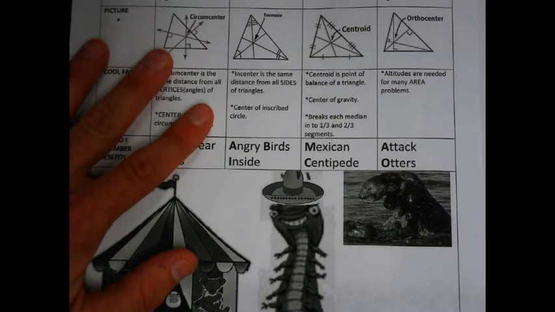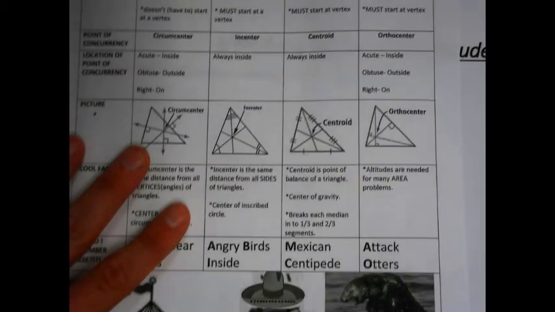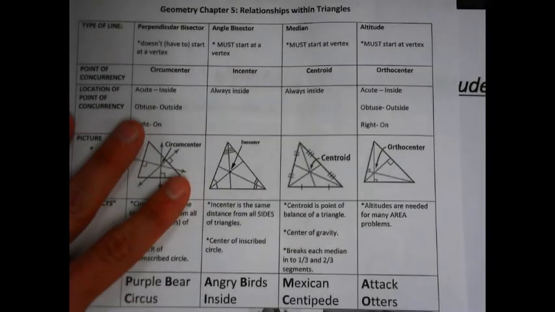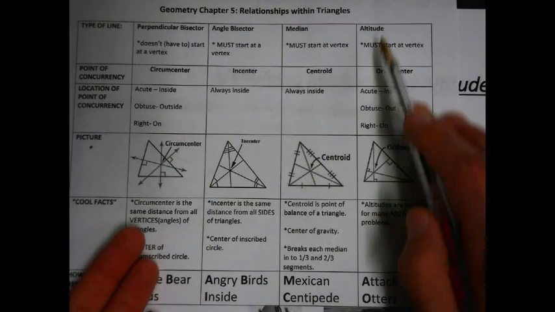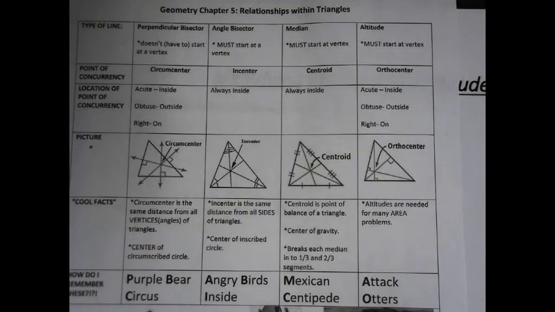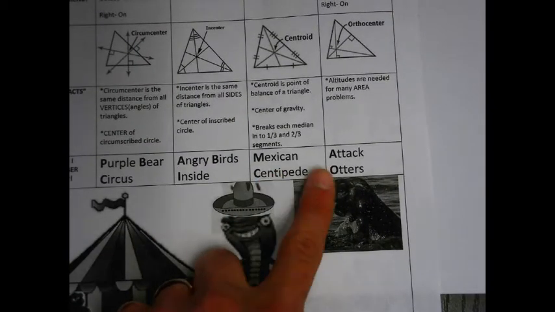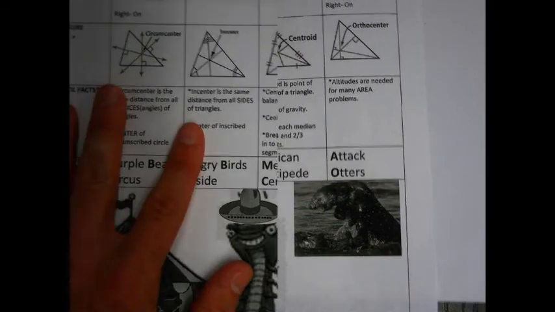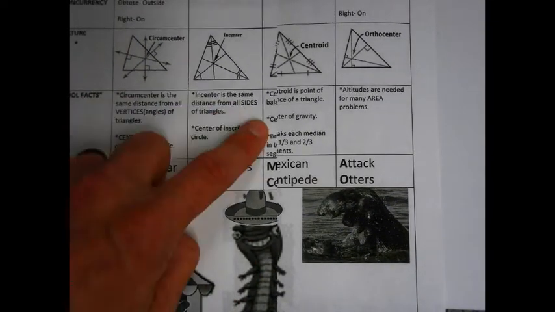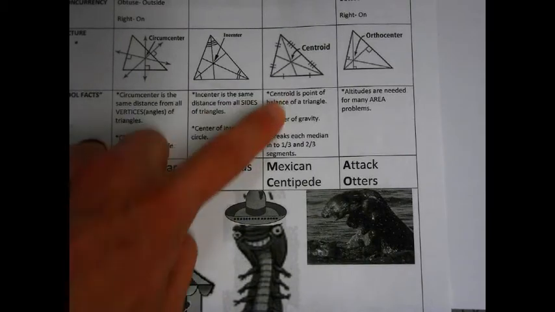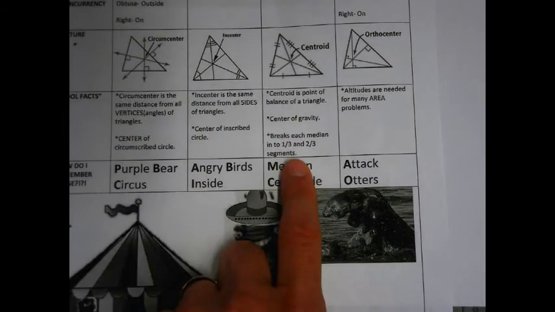So medians meet at a centroid, altitudes meet at an orthocenter. Medians, centroid, altitude, orthocenter. And then Mexican centipede we'll use, and attack otters we'll use. That'll hopefully help you remember. There's some neat facts and stuff. The centroid is the center of gravity, the point of balance for a triangle. And again, there's that 1/3 and 2/3 fact.